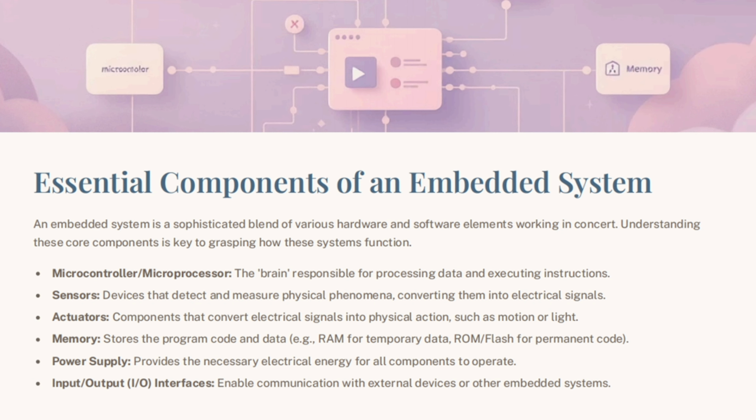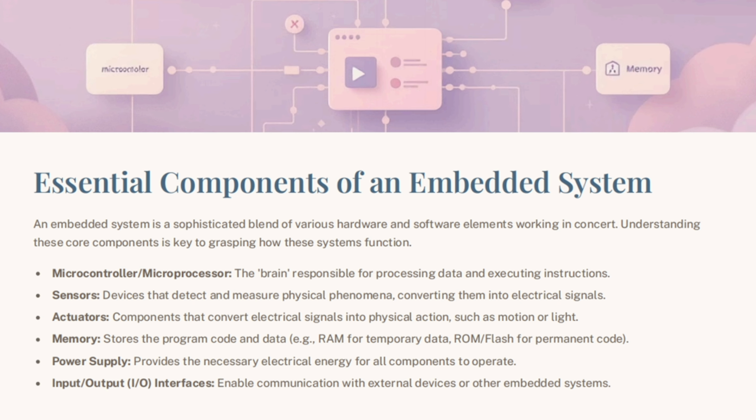Let's examine the fundamental hardware and software components that must work together in harmony for an embedded system to function. You can think of these as the building blocks of the device. Microcontroller and microprocessors. This is the brain of the system, responsible for processing all data and executing the program instructions.